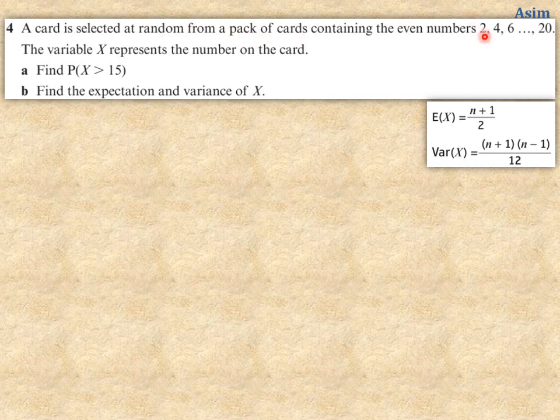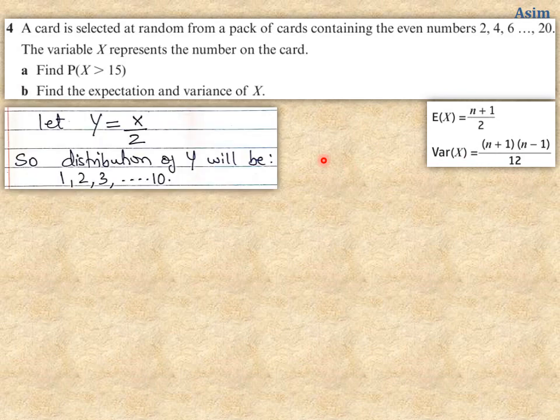Now see that the outcomes are not 1, 2, 3, 4, it is 2, 4, 6. Again, pause the video and think what you can do to make it 1, 2, 3, 4. Yes, we can use coding. I can just divide X by 2. Let Y be X divided by 2, and now my Y will become 1, 2, 3, 4, 5, 6. So the distribution of Y will become 1, 2, 3, 4, 5, 6. I can first find expectation and variance of Y and then use the coding formula to find expectation and variance of X.